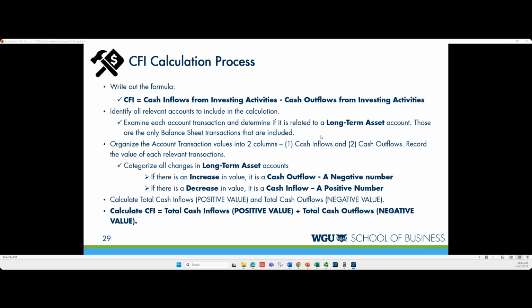And then going back to our general rules here, these are asset accounts we're dealing with. So if it increases in value, it's a cash outflow. That transaction is going to have a negative value. If it's a decrease, that means there's a cash inflow, like if we sold a land parcel. Well, that's going to be a cash inflow and be a positive number. After we've processed all the transactions, we're then going to get our total cash inflows and then our total cash outflows, which is the negative number. Then to calculate our cash flow from investing, we're going to take our total cash inflows, which is a positive value, and add it to our total cash outflows, which is a negative value.